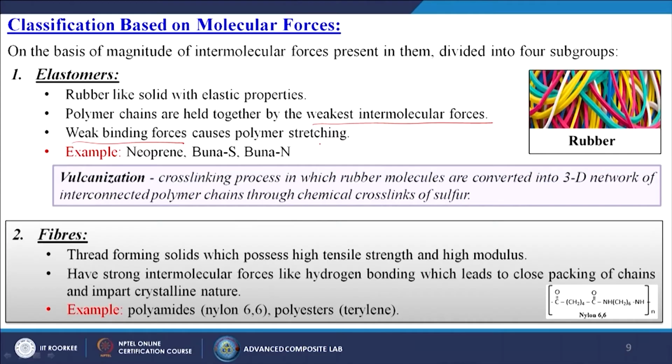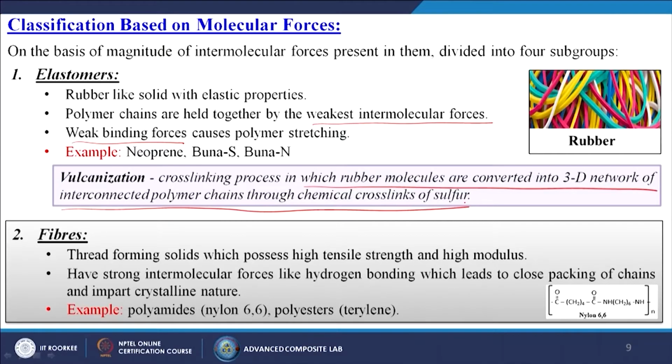Generally, when we are using this kind of elastomers, we are adding some fillers or some kind of additives. Say for example for the tire, we are adding natural rubber with the styrene butadiene rubber. Then how generally does this take place? The term is called vulcanization. What is vulcanization? Generally a cross linking process in which rubber molecules are converted into a 3D network of interconnected polymer chains through chemical cross linking with sulfur. Here we have given only the sulfur, generally we are doing the vulcanization with hydrogen peroxide also. So, simply, in between the polymer chains we are making the cross linking.